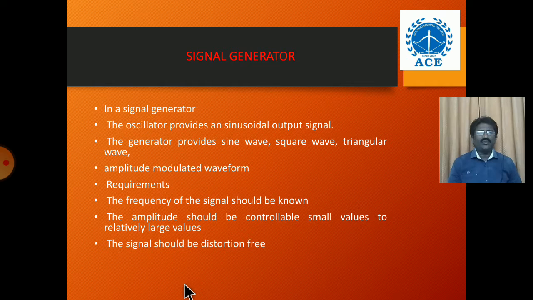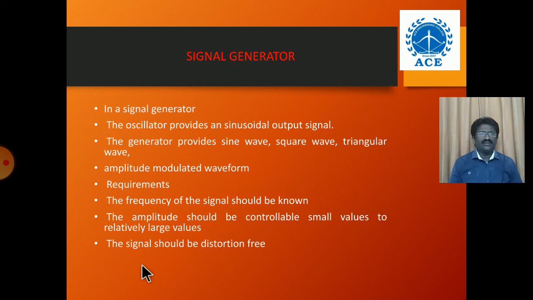Here the generator provides the sine wave, square wave, triangular wave. So, amplitude modulated waveform. The requirements: the frequency of the signal should be known, the amplitude should be controllable from small values to relatively large values, and the signal should be distortion free.